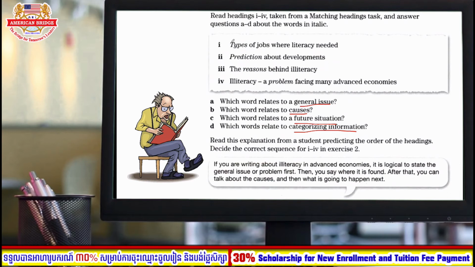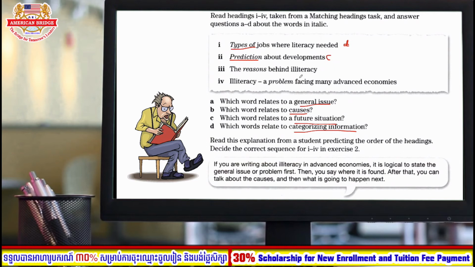So here, some of the headings are like this: type of job where literacy is needed. This one is organizing information, because when you read this, there may be some classified types of job. So this one is letter D. Number 2, prediction about development. So it's related to the future. When the paragraph writes about future predictions of developments or of something, this word is related to that. And number 3, the reason behind literacy.